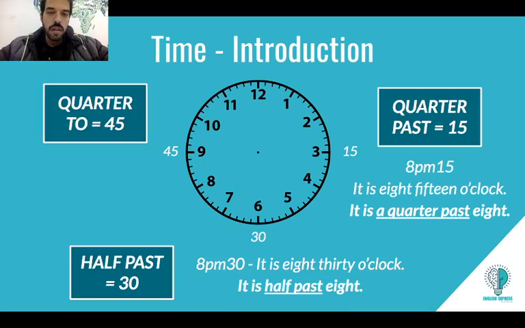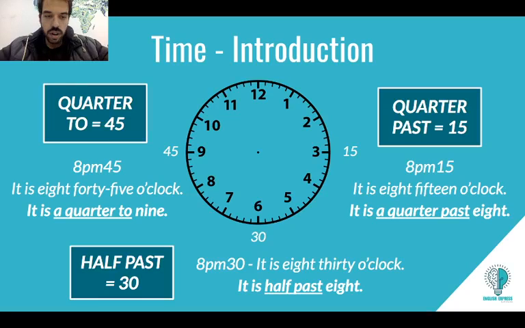Moving on, 45, we're going to talk about it with quarter to. So it is 8:45 o'clock. Or the formal way, it is a quarter to 9. Okay? So the first one we talk about quarter past because it's on the side of past. And the second one, 45, we say quarter to because it's on the side of to. Right?